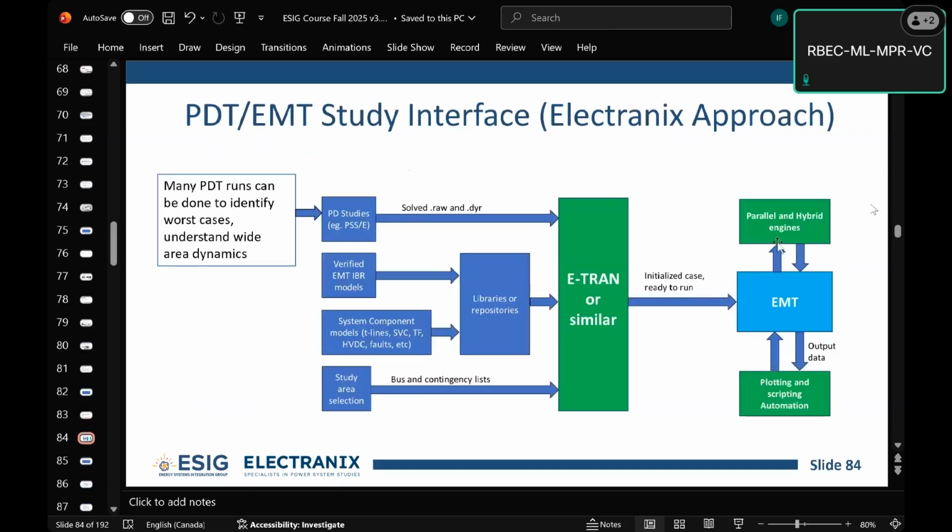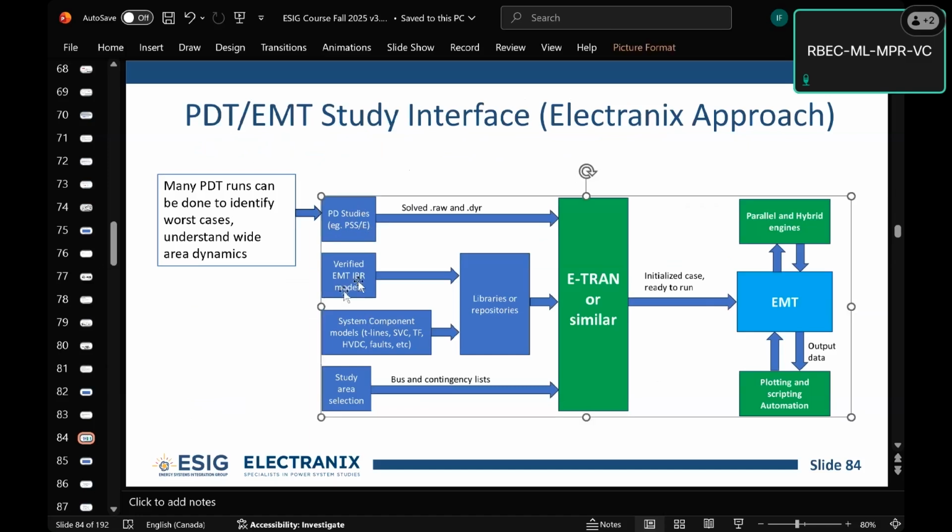This is the rough flow that we're talking about. On the top left, you can see many phasor domain runs should be done, power flow studies should be done to identify the worst cases and understand the wide area dynamics. So those are what you're doing first to try and narrow down the problem. You may also do other screening things to figure this out. All of those studies basically are going to end up producing your base cases that you're using for input into the EMT process.